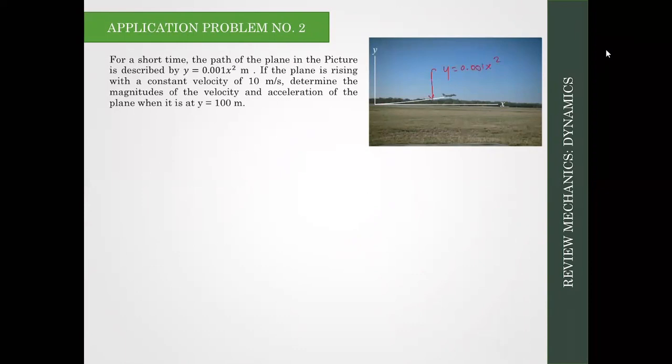Okay. So, if the plane is rising with a constant velocity, so constant ang velocity, pag sinabing constant velocity and rising siya, ibig sabihin rising, so Vy is equals to 10 meter per second. Determine the magnitude of the velocity and acceleration of the plane when it is at y is equals to 100 meters. Okay? So, yun yung pinapahanap sa atin.